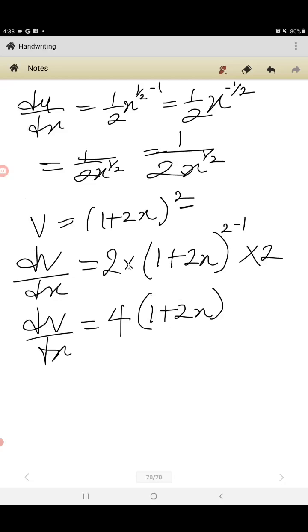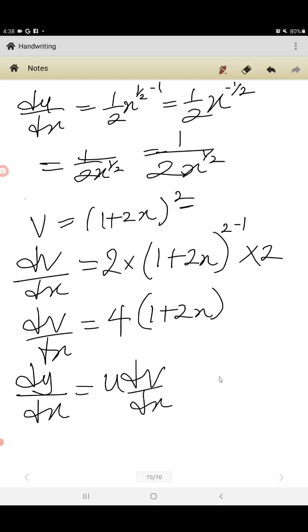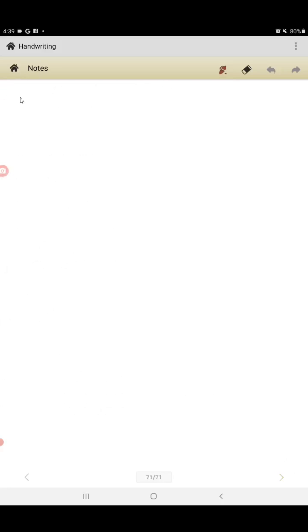So now let's apply the formula that dy/dx is u dv/dx plus v du/dx. The first thing to do is to find the value of u. The value of u is root x. So let's write it in a big form: dy/dx, where the value of u is root x.